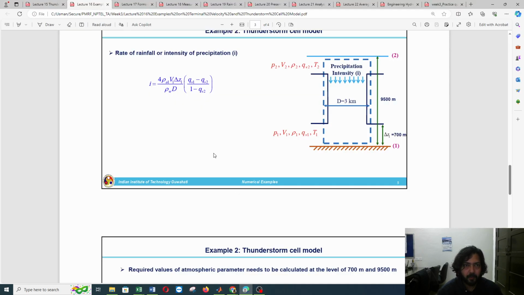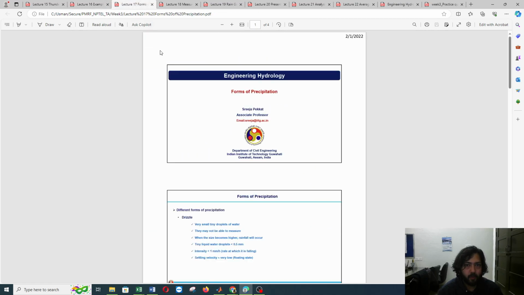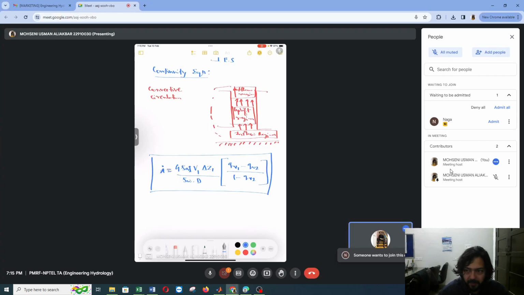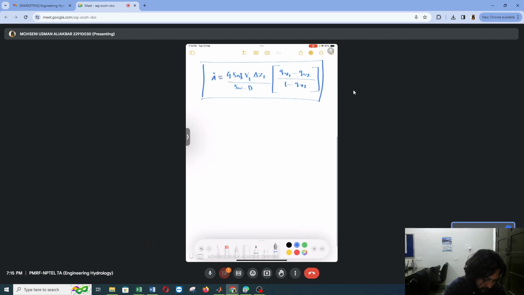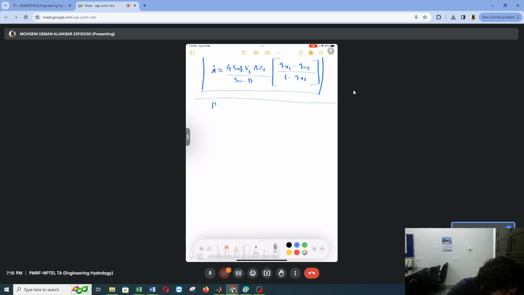Now that we have understood the thunderstorm model, the next thing we want to cover is the different forms of precipitation that are known to us. So let us see the different forms of precipitation. The different forms of precipitation depend upon the size of the rainfall, right? We will start with the smallest, the tiniest liquid water droplet that is known. It is called drizzle. The first form of precipitation is drizzle.